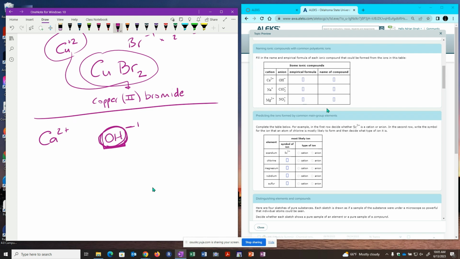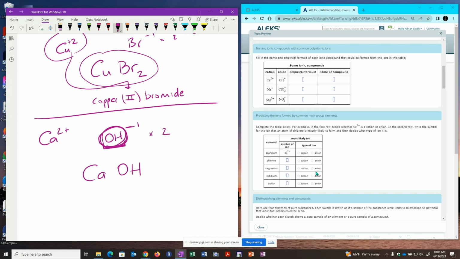So we're going to do this the same way. So we're going to write the metal first. So we have calcium, and then we have hydroxide, OH. Okay, so now we can see that the 2 plus and the 1 minus don't cancel out, right? We actually need two minuses to cancel out 2 plus. So we actually need two hydroxides, two OHs.